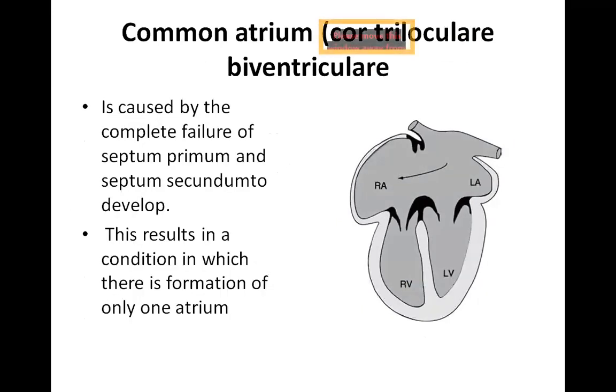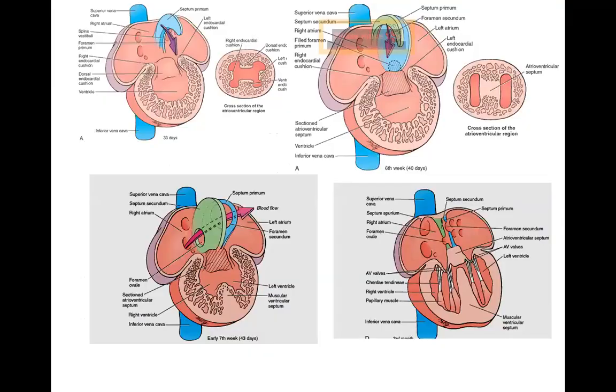Then there is a condition which is known as common atrium, or common trilocular biventricular heart. It is caused by complete failure of septum primum and septum secundum to develop. There is no development of primum and secundum, so common right and left atrial cavities are there. So this results in a condition in which there is formation of only one atrium. It is characterized by severe pulmonary hypertension.